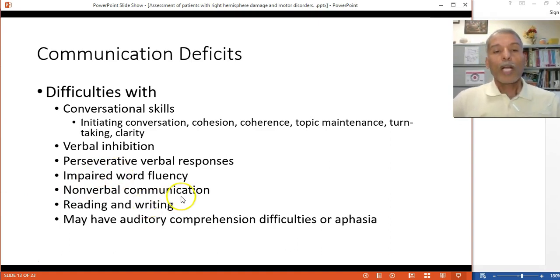Nonverbal communication is also impacted: facial and emotional expressions on the face, and also using hand gestures and body language and so on. Reading and writing are also impacted, and the person might have auditory comprehension difficulties, or they might even have aphasia. Just keep in mind that aphasia is a non-progressive disease except for semantic dementia or primary progressive aphasia.